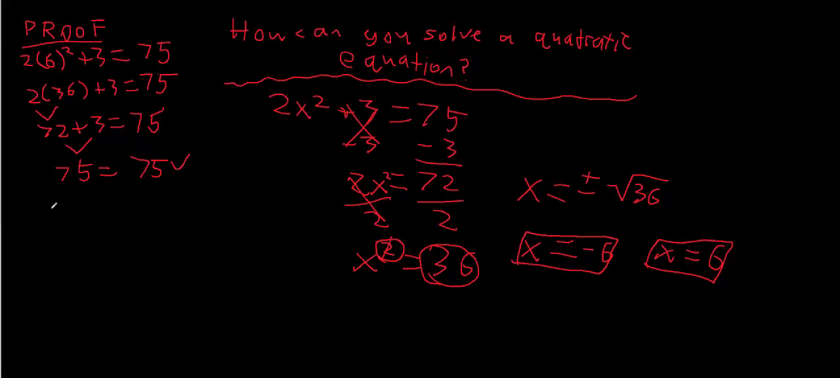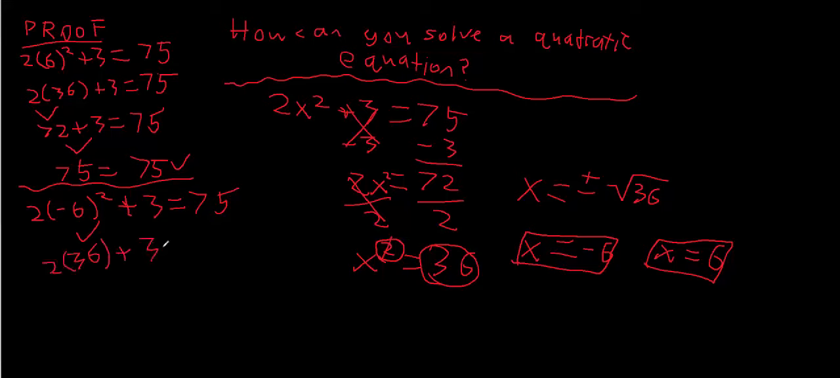We can also do the other one. So we would have 2 times negative 6 squared plus 3 equals 75. And a negative 6 squared would also make a positive 36. Then we would have 36 again, and then it would be the same thing as up there, with 2 times 36 equaling 72, and 72 plus 3 equaling 75, and 75 being equal to 75, meaning that our equation does indeed check out.